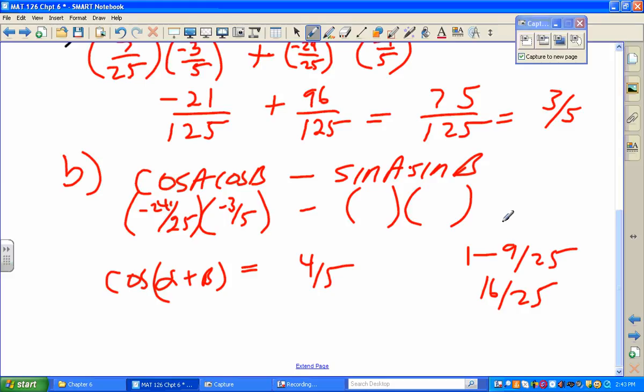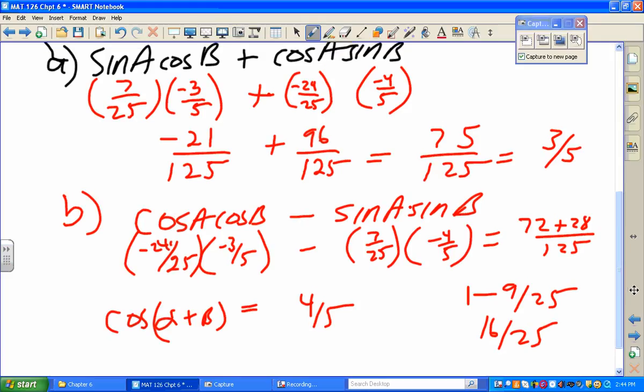Sine squared plus cosine squared equals 1. If you don't see that, obviously you can multiply it out. 7/25 times sine of B, which is negative 4/5. If you don't see the sine squared plus cosine squared, you can go that route. This is going to be 72 plus 28 over 125, which will boil down to 100 over 125, which is 4/5. Nice. That shows a little bit of intellectual thought when you go the Pythagorean theorem route.